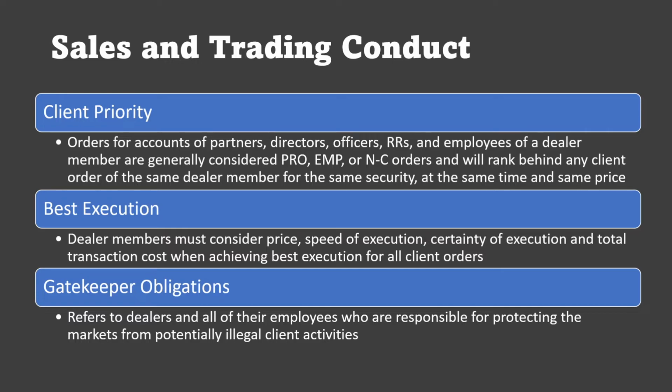You also have best execution. Dealer members must consider price, speed of execution, certainty of execution, and total transaction costs when achieving best execution for all client orders. Gatekeeper obligations. This refers to dealers and all of their employees who are responsible for protecting the markets from potentially illegal client activities.